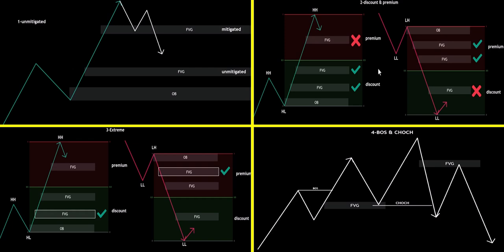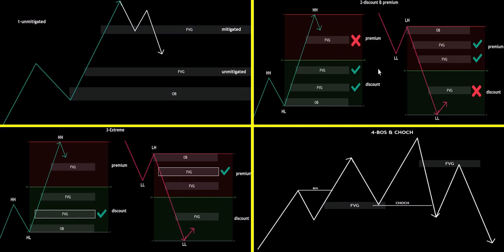Let's summarize. We said that a fair value gap is usually identified by a momentum candle with a very large body. In areas where the gap is created, the price usually moves towards that gap to activate the orders that were left behind and fill the gap. For trading in gaps, we have a few rules as shown in the image. Rule number 1. The fair value gap must be unused or unmitigated. Rule number 2. In an uptrend, we look for fair value gaps in the discount zone, and in a downtrend, we look for fair value gaps in the premium zone.